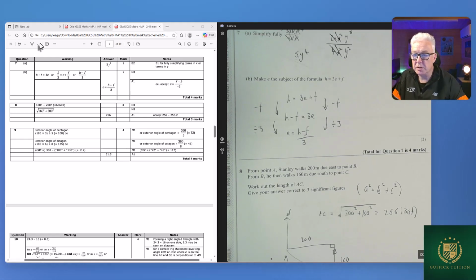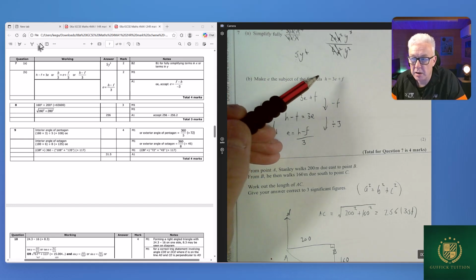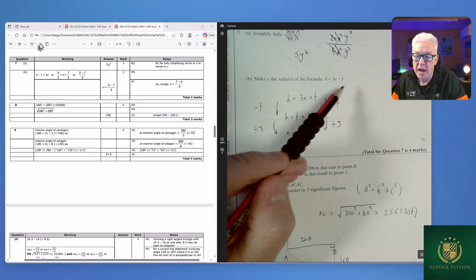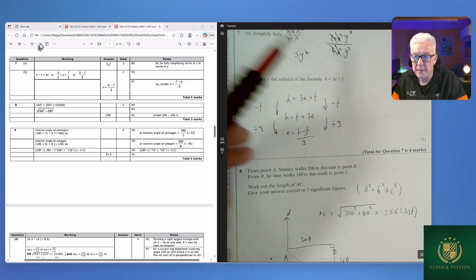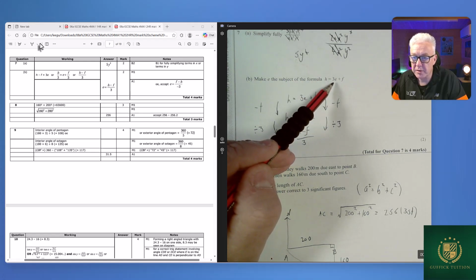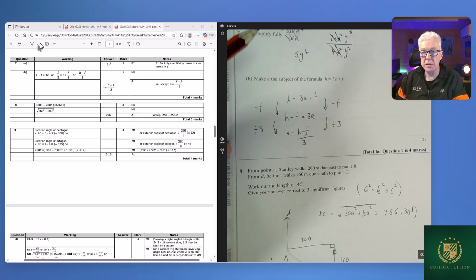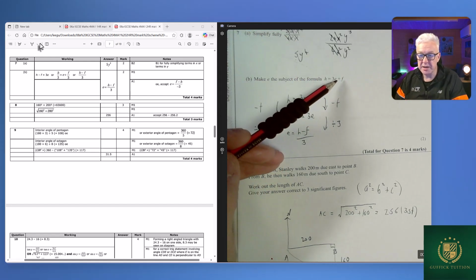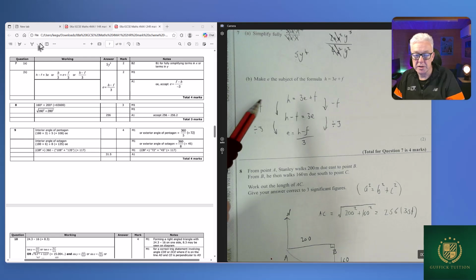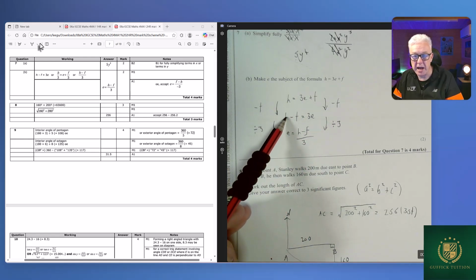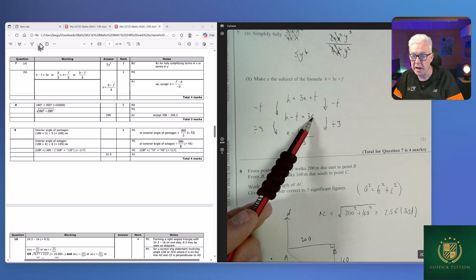So the first thing I would do is think about the laws of the order of operations, BIDMAS or BODMAS, and we're going to reverse the steps. So it's like I thought of a number, I times it by 3, I added f, and my answer was h. So we've got to reverse those steps. Now the last thing I said there was I added f. So first of all, I'm going to take f off both sides. So we have h take away f is equal to 3e.